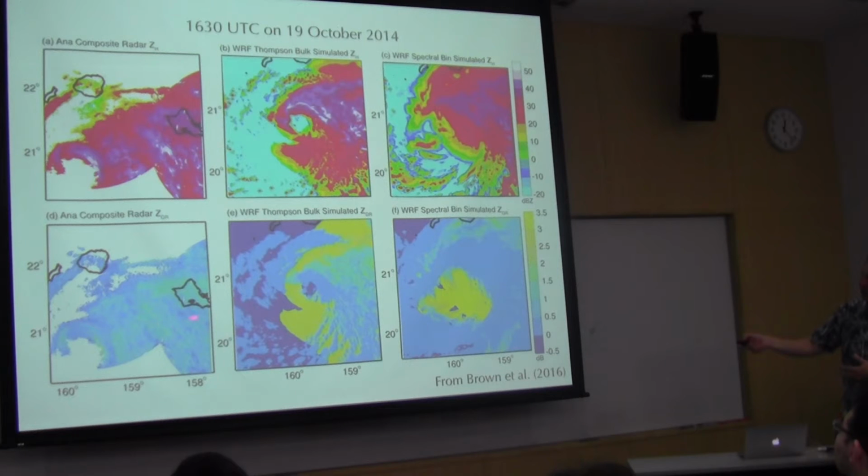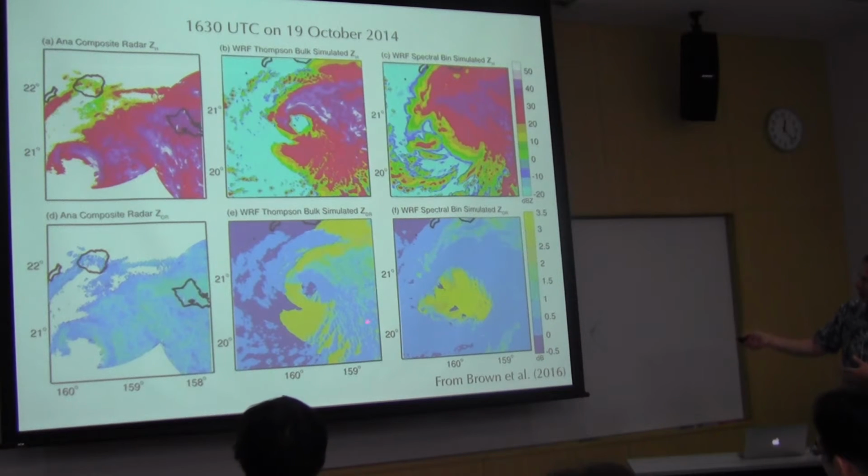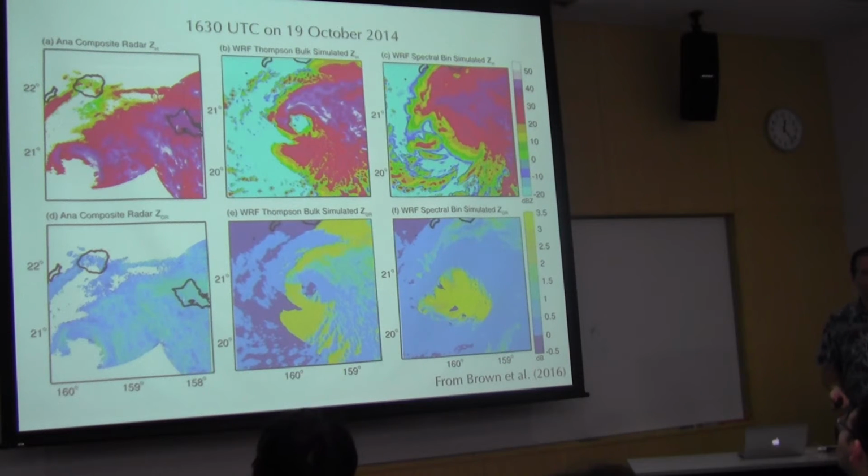The ZDR though is pretty bad. This is the real data. It's getting large sections of it right, but you see these big swaths of yellow, 3 and 3.5 dB that just are not in the real data at all. So we've been working with Greg Thompson to try and fix this, and we think we might have a solution. But we're going to try and present that at the AGU in December. So stay tuned there.